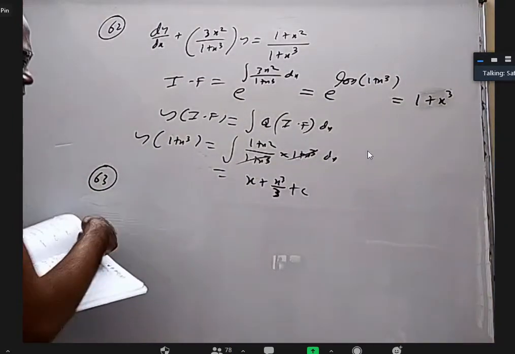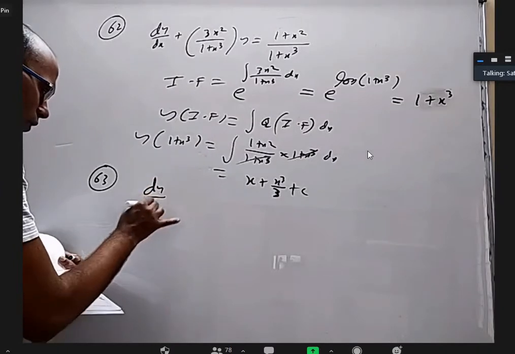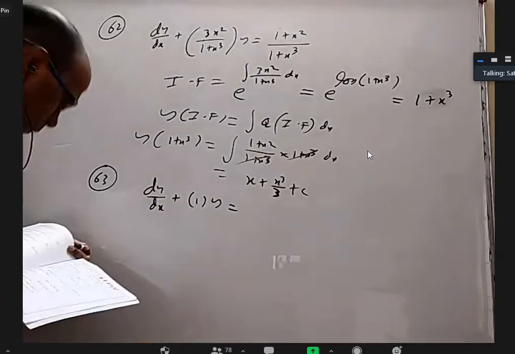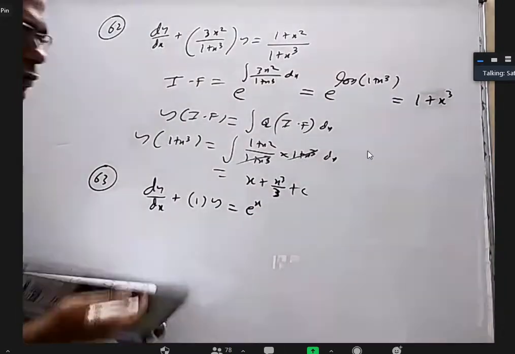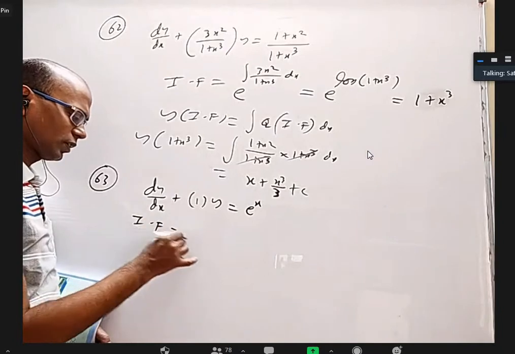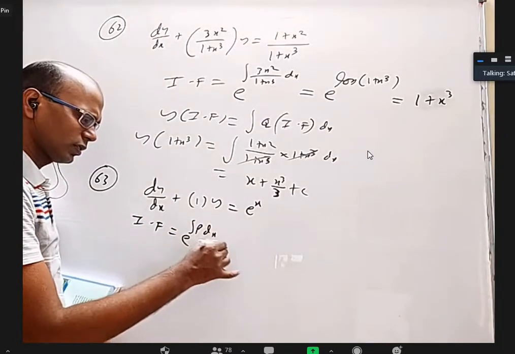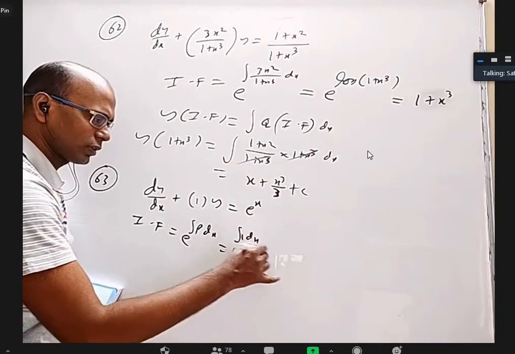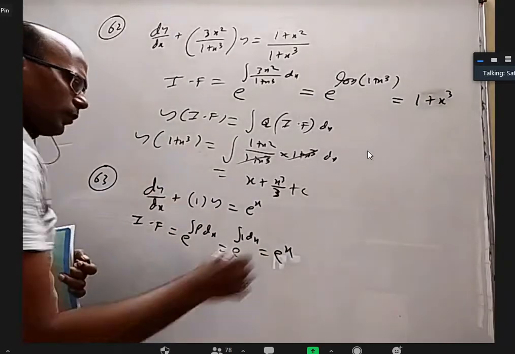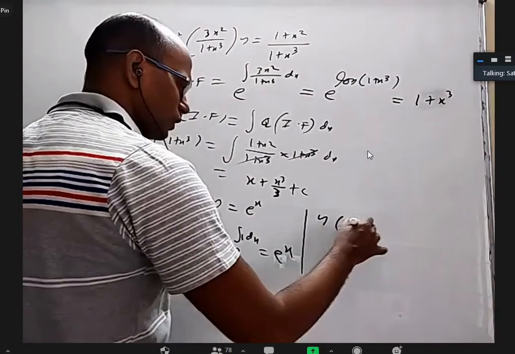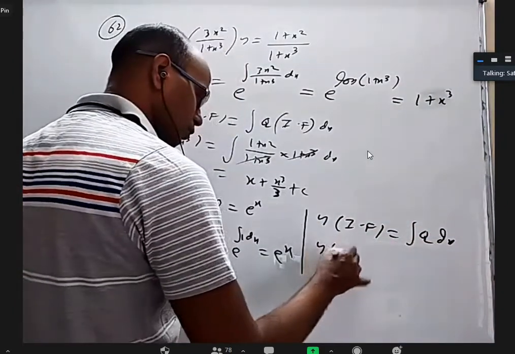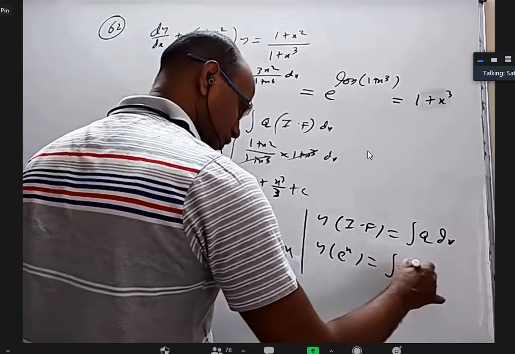Okay, 63, dy by dx, I have only y, I should write that as 1 into y equal to e power x. So this is my p and this is my q. And the integration factor is e power integral p dx, e power integral 1 dx, which is e power x. So I have to multiply with e power x or use the formula. So now y into integration factor is equal to integral q dx, y into e power x is integral e power x into e power x dx.